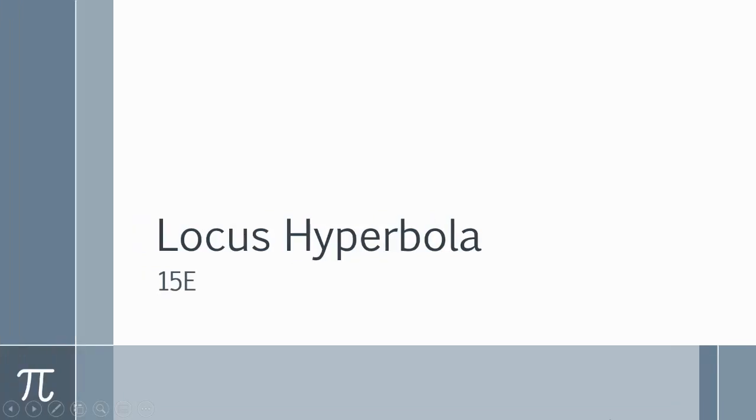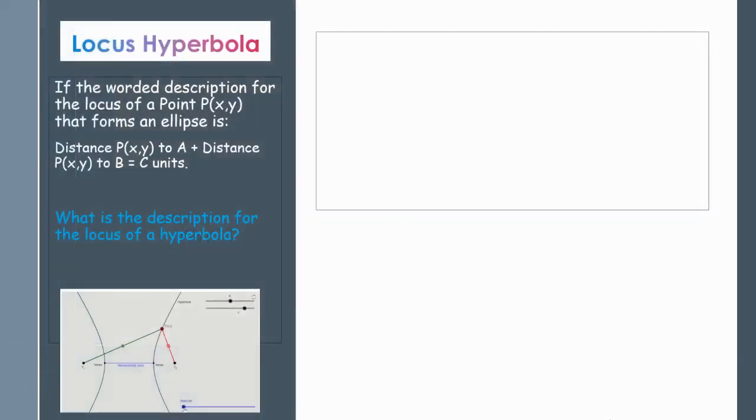The second part of this exercise is about the locus, so let's have a look at that now. The locus of a hyperbola. So we know the worded description for the locus of a point P(x, y) that forms an ellipse is that the distance of the point P to a point A plus the distance of the point P to another point B is c units. What is the description for the locus of a hyperbola?